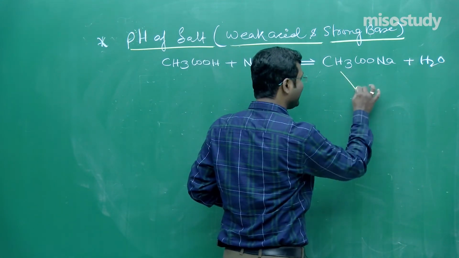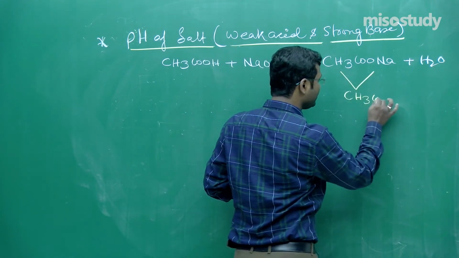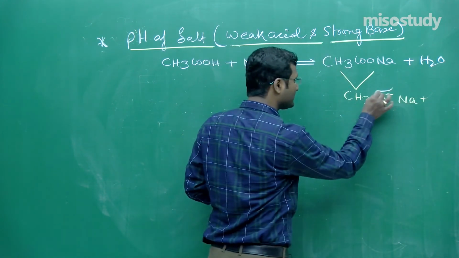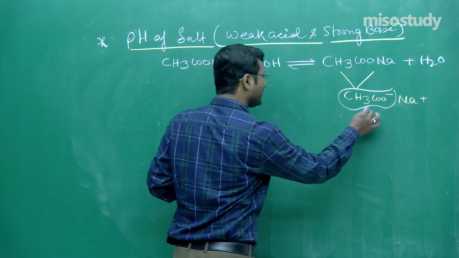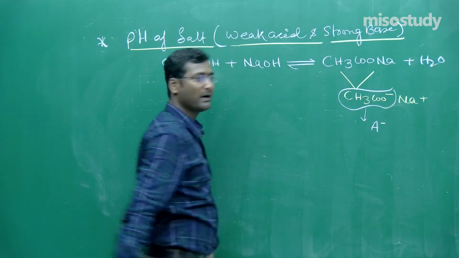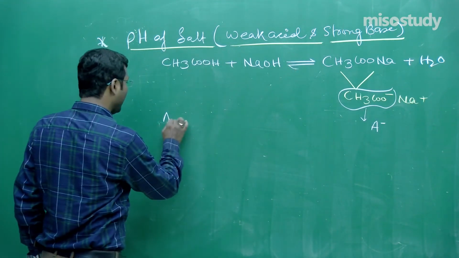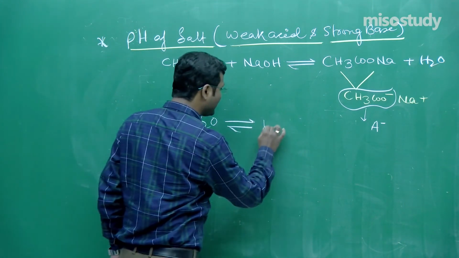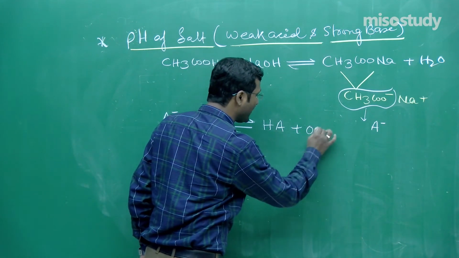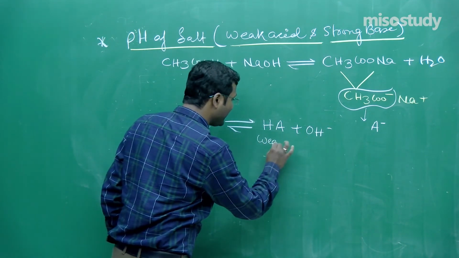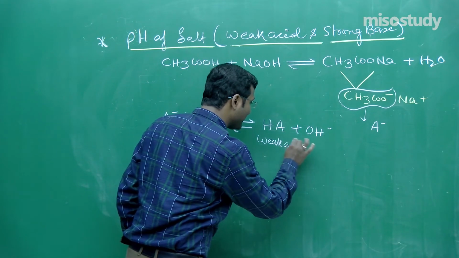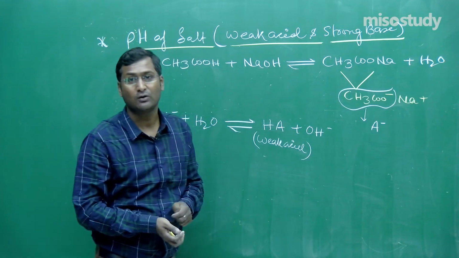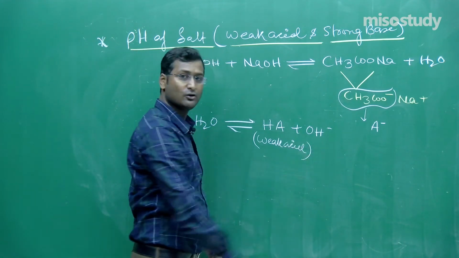So you can write it gives CH3COO minus and Na plus. Now I will use this one. In symbolic form, that is A minus. So the expression is A minus plus H2O gives HA plus OH minus. This is a weak acid, and we know it is the example of salt which comes from weak acid and strong base. Hence the solution will be basic. This shows the solution is basic.